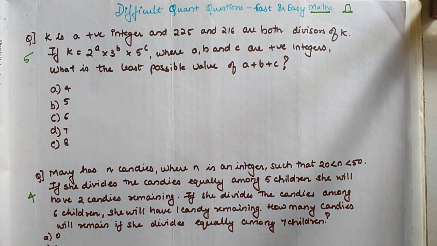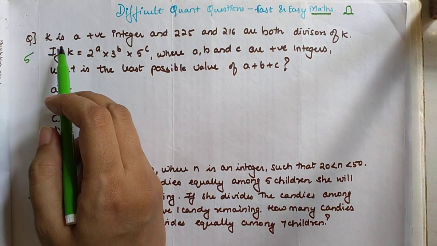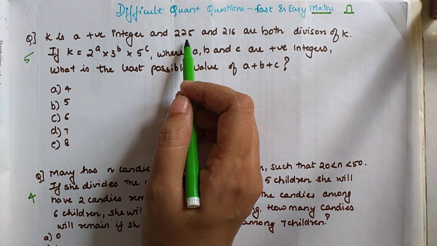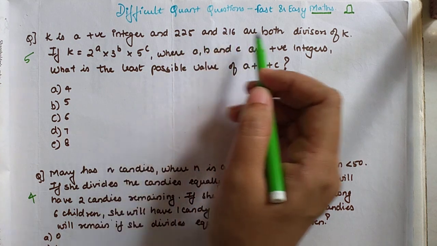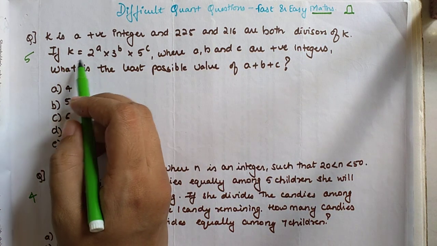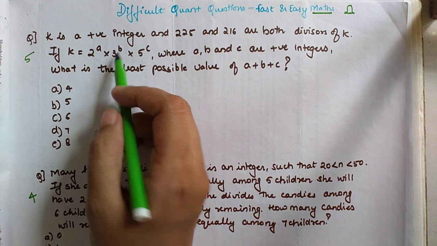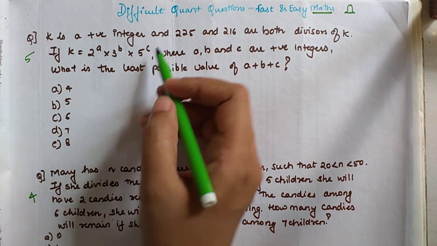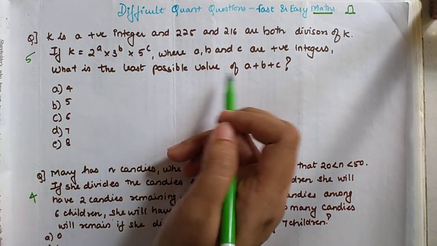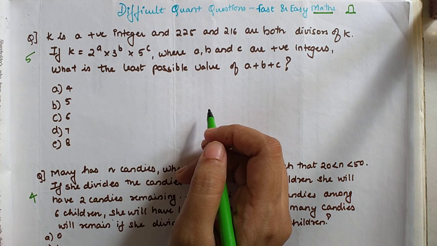Okay, now let's talk about the first question. The first question is saying k is a positive integer and 225 and 216 are both divisors of k. If k is equal to 2 raised to a into 3 raised to b into 5 raised to c, where a, b and c are positive integers, what is the least possible value of a plus b plus c?